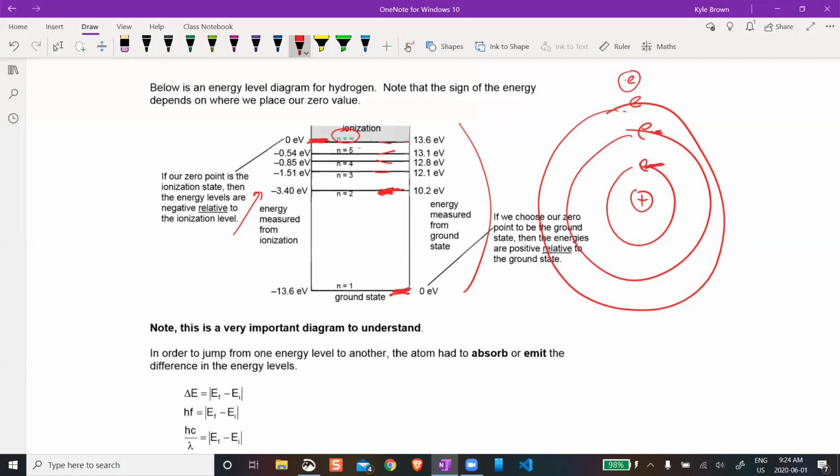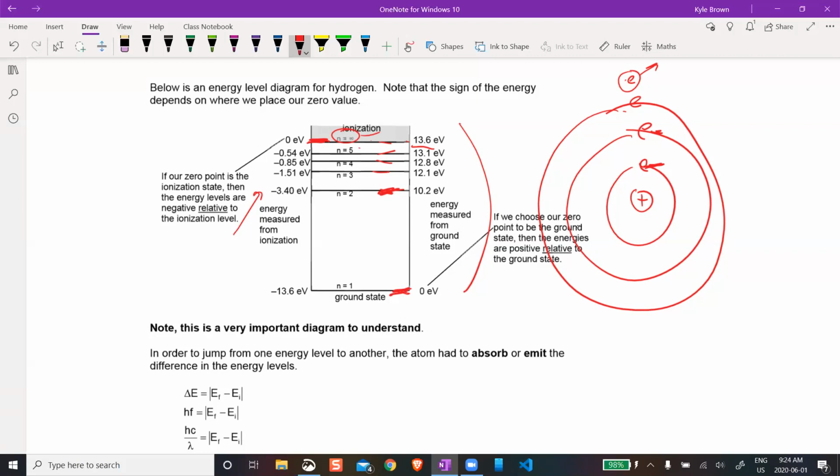So that's what we call the ionization level. At that point, when you give it exactly 13.6 electron volts, that electron no longer needs to stay here. It'll leave and it gets ionized. That's why it's called the ionization level. Okay, so that's what that's talking about.